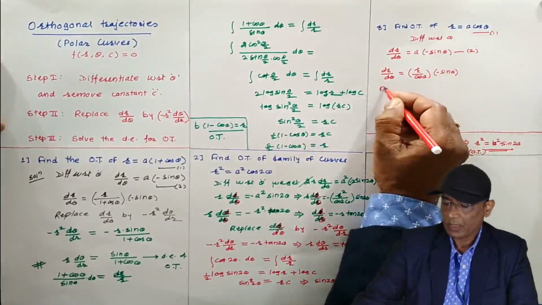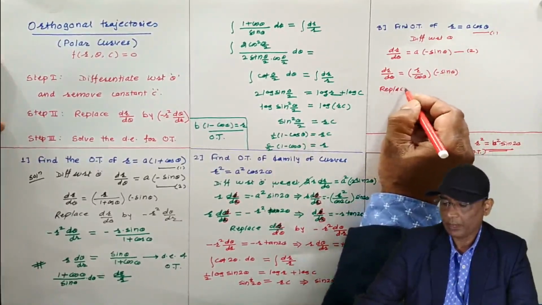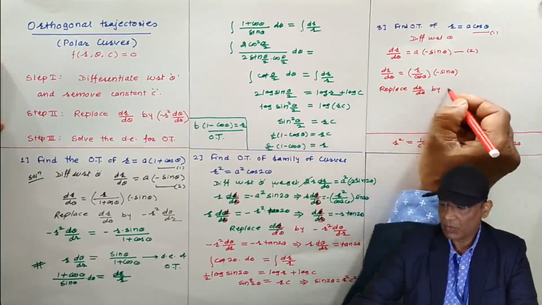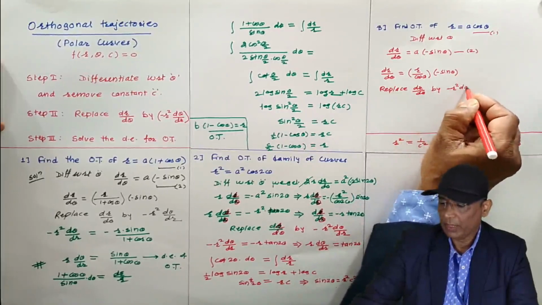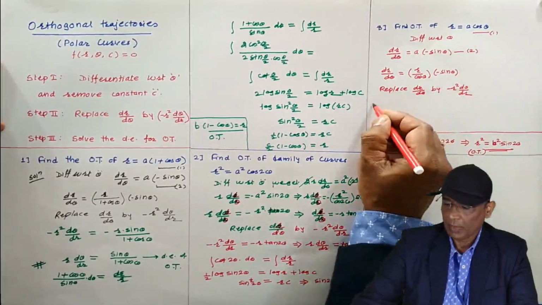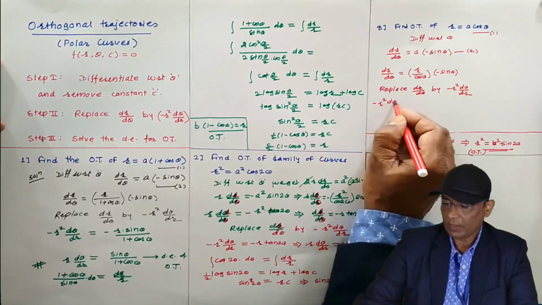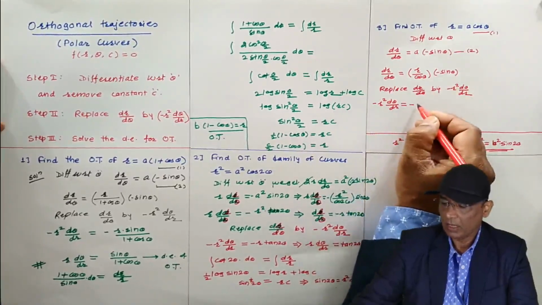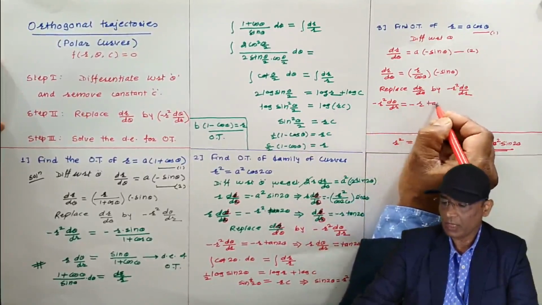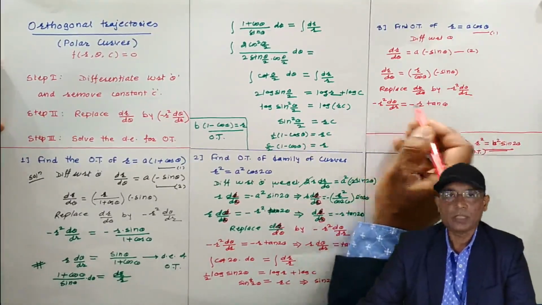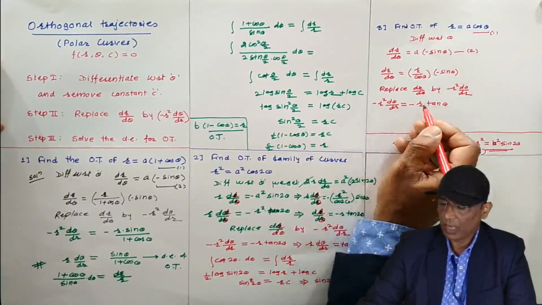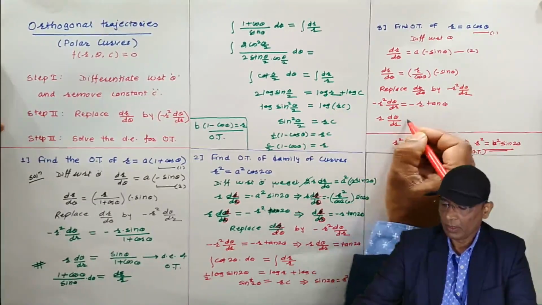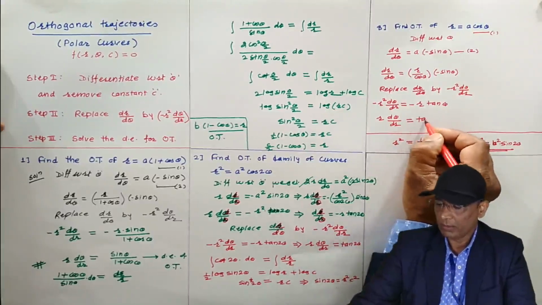Now replace dr by dθ by minus r square dθ by dr. This minus is as it is and r sin by cos is tan. Now minus has gone, one r has gone, r dθ by dr is equal to tan θ.